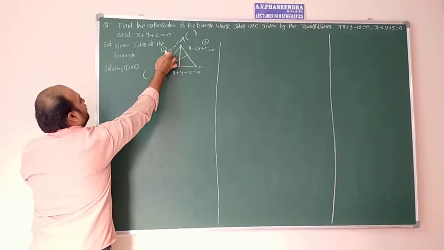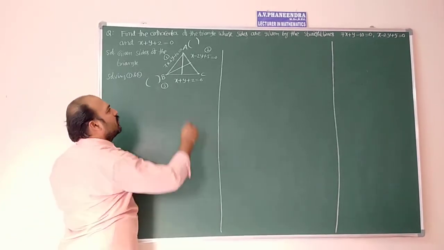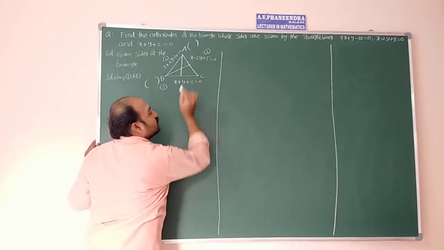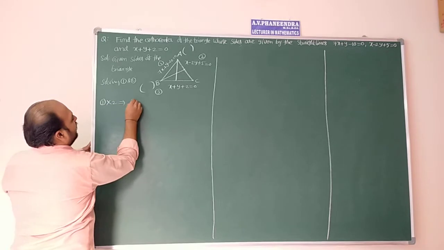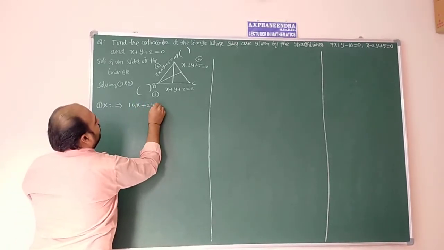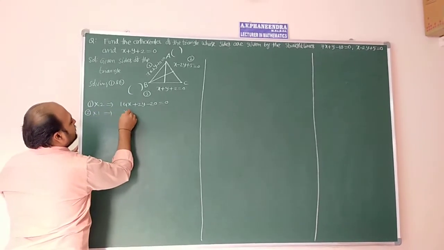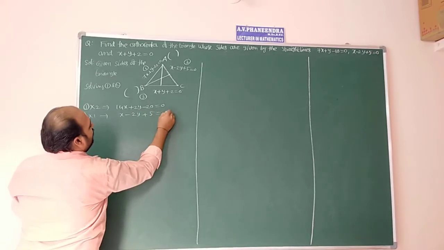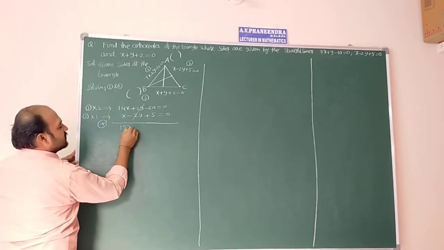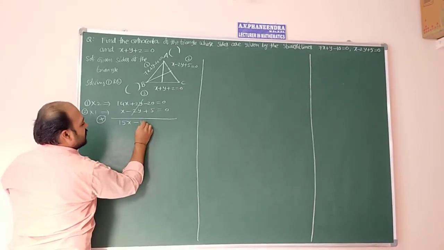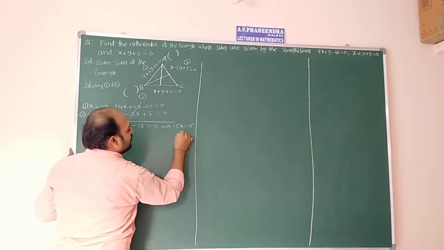Either by the cross multiplication method, or I am going to use the elimination method here. Here y is there, here minus 2y is there. Equation 1 multiplying by 2, that implies 14x plus 2y minus 20 equal to 0. Equation 2 multiplying by 1, x minus 2y plus 5 equal to 0. Plus 2y and minus 2y, so add both the equations. These two will be cancelled. 15x minus 20 plus 5 is minus 15 equal to 0. That implies 15x is equal to 15, x is equal to 1.